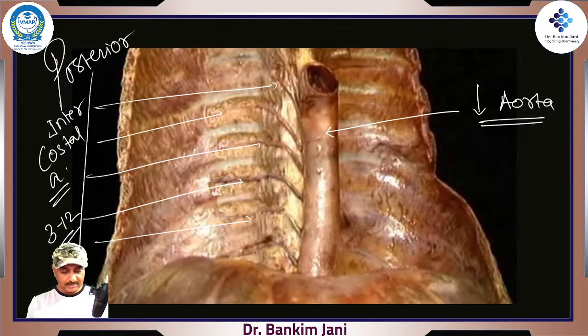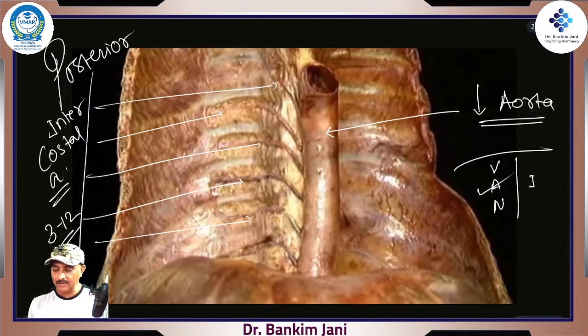Now these intercostal arteries will be accompanied by intercostal veins and intercostal nerves, and we'll be watching all of them, but right now we focus on the intercostal artery. Remember, the order would be vein, artery, nerve. So all these three things will be in the groove.